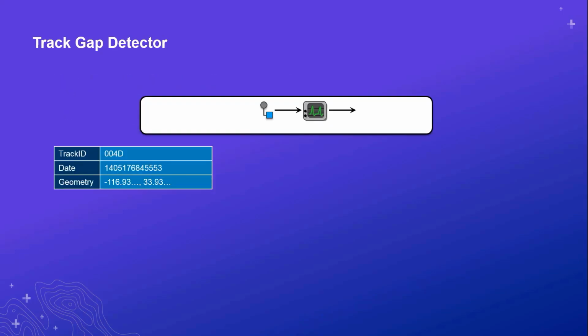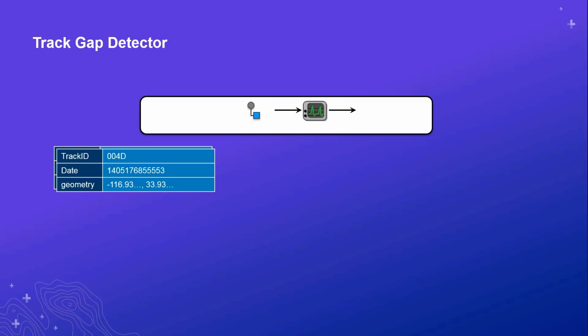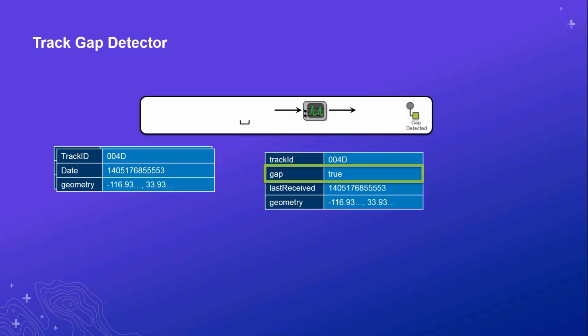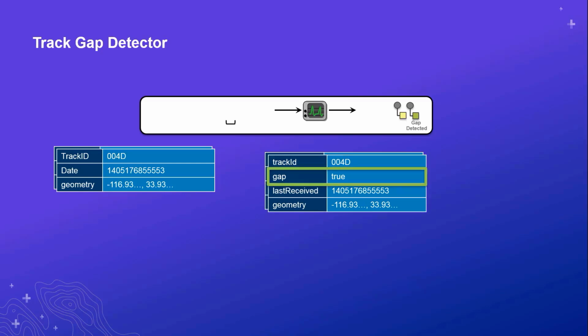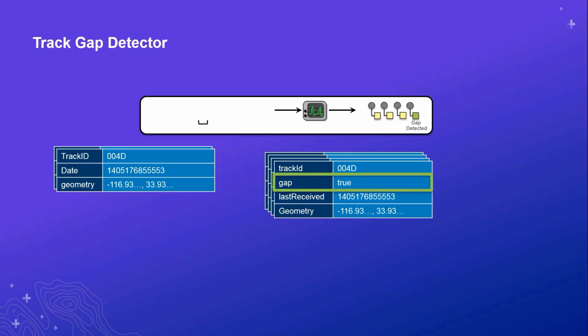So to conceptualize this a little bit further, here we have our drone's position. It comes into the system. Its track ID is 004D. A second later, the same thing, track 004D, the drone comes in. But a second later, we see that we don't actually get anything. And so at this point, the Gap Detector is going to issue a Gap event, or the gap is set to true. And this is going to continue every second that we don't actually get anything. So a second later, there's nothing coming through, so it's going to issue a new gap event. A second later, same thing.